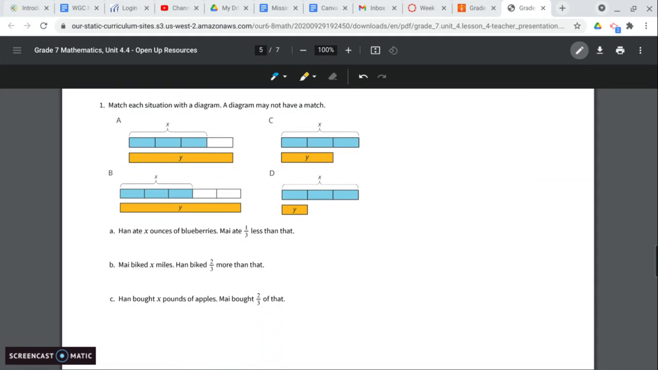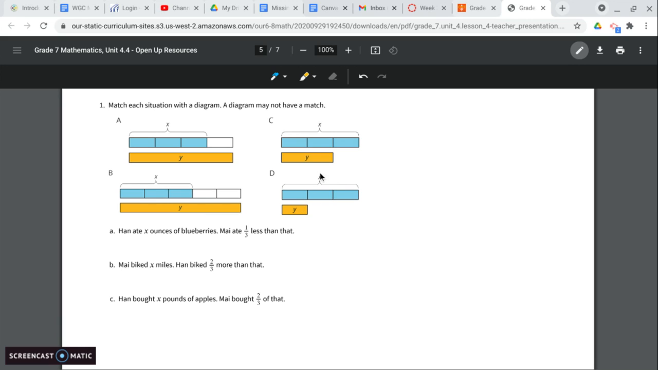More and less. Match each situation with a diagram. A diagram may not have a match. So if we look at this, Han ate X ounces of blueberries. Mai ate 1/3 less than that. So which one of these is representing the X and then a third less? So if we look here, we've got 3 X's. We're missing that. The Y is more. Well, if Mai ate less, we don't want the Y value to be more. So we also can't use B.